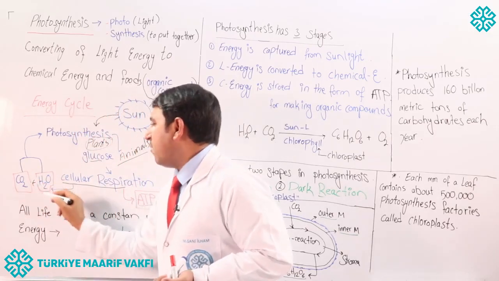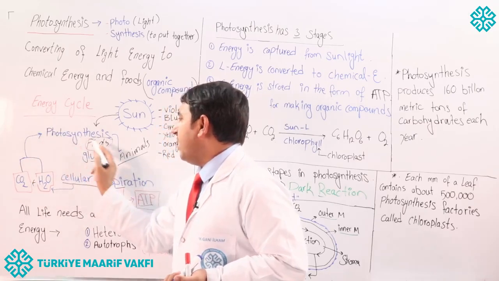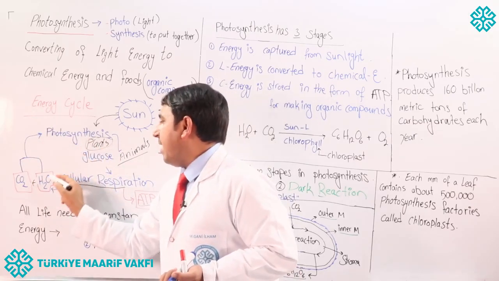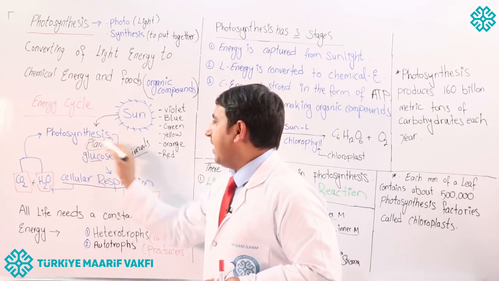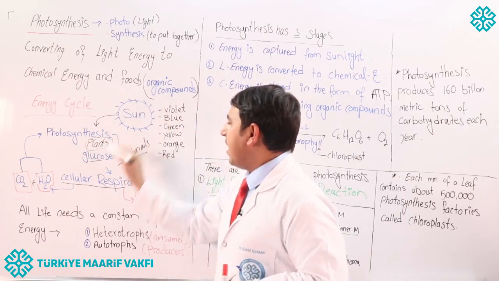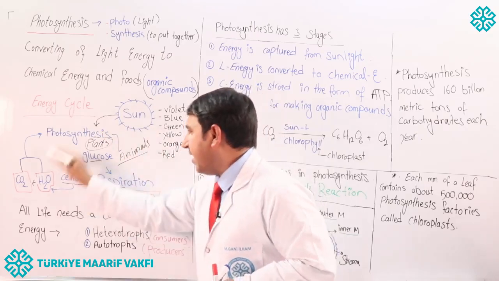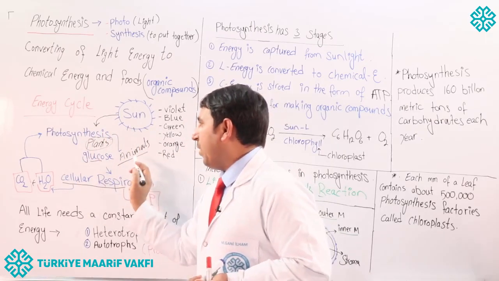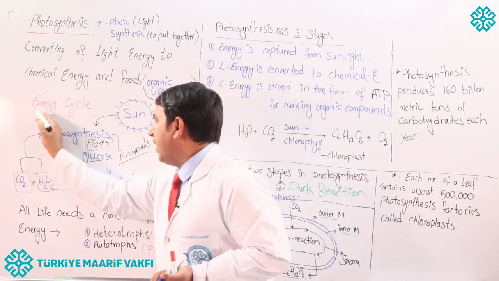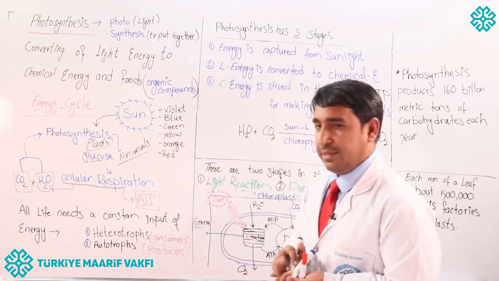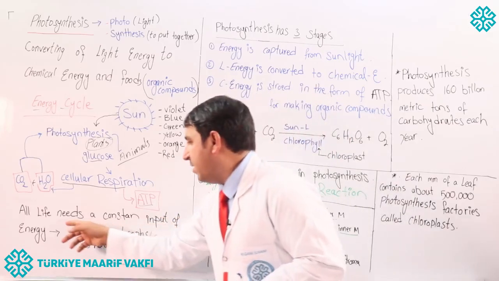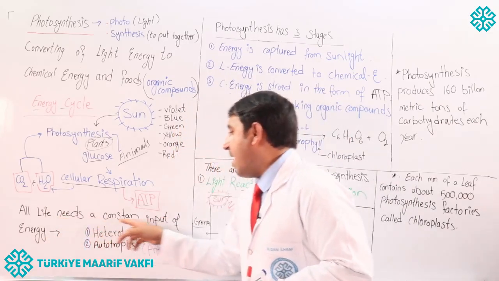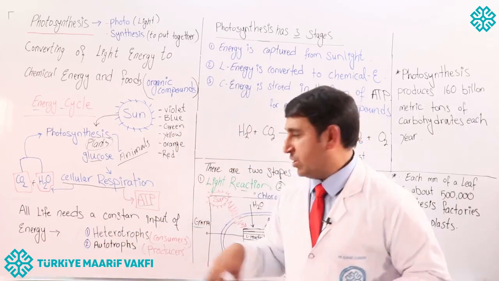Now these two compounds go again to the plants, and plants use these two compounds with sunlight energy. Again, plants make glucose or organic compounds, and this cycle goes on. So we can say this is the cycle of energy or energy cycle. Now, all living organisms need a constant input of energy.